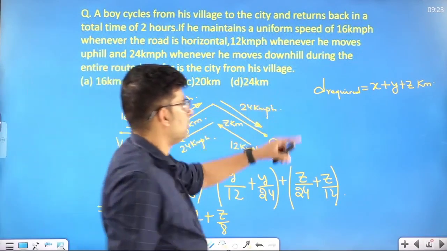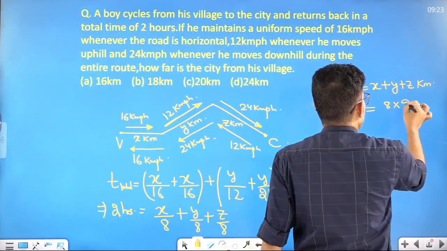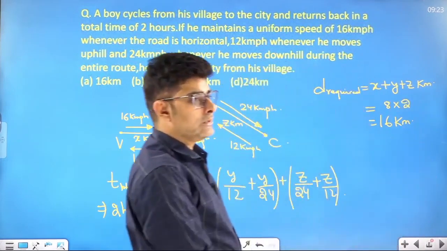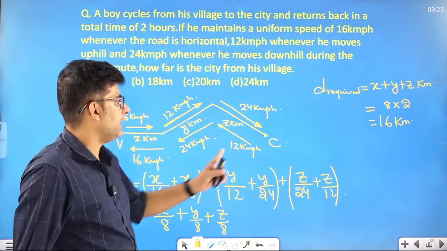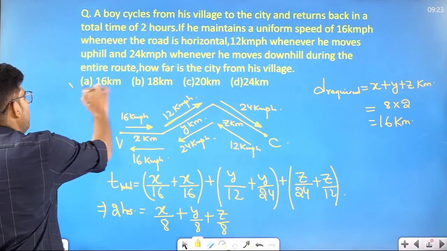So they are asking for the total distance. So what will this be? It will be 8 into 2, that is 16 kilometers. So the distance between the city and the village will be 16 kilometers. That is, option A will be correct.